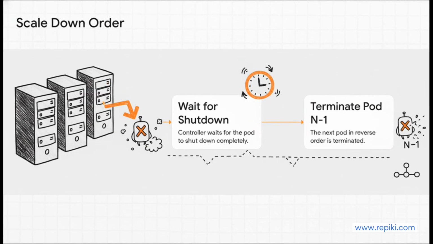And scaling down is just as deliberate, but in perfect reverse order. The pod with the highest number, let's say pod 2, is terminated first. The system waits for it to shut down completely before it moves on to pod 1. This is so important because it allows a cluster to safely drain connections and replicate data to the remaining members before a node is just yanked out of service.